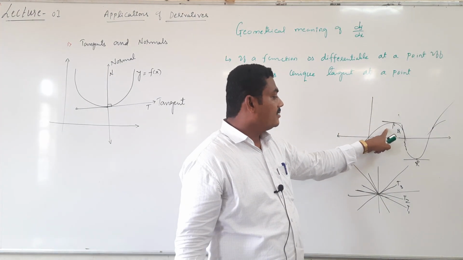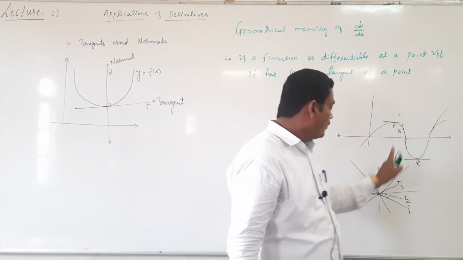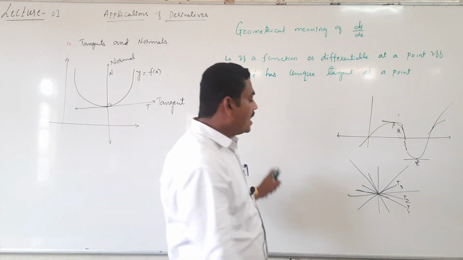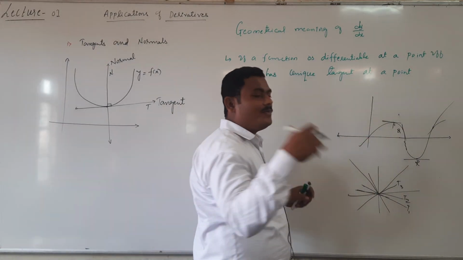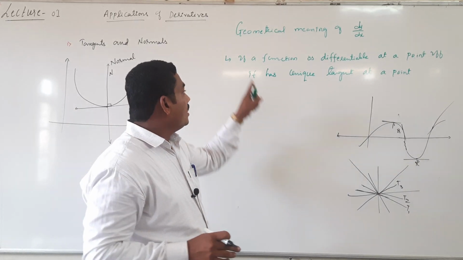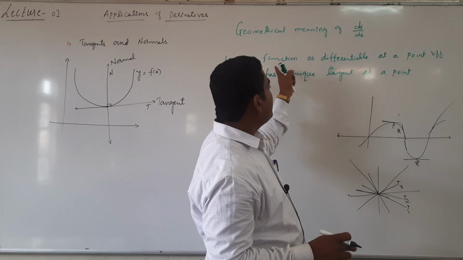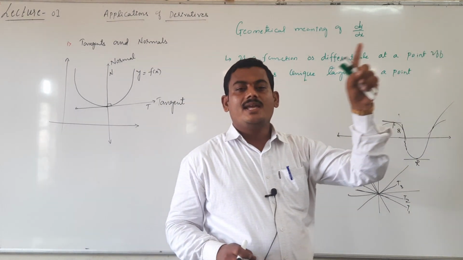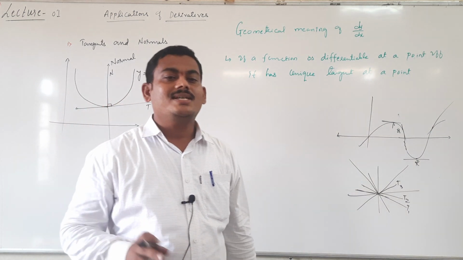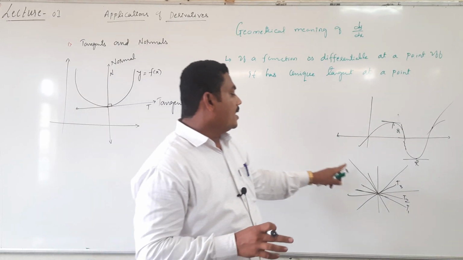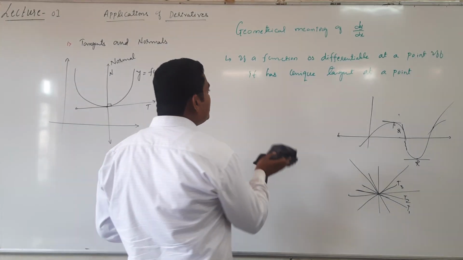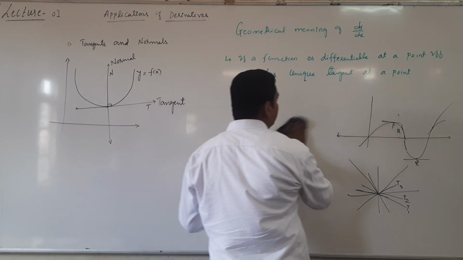For this function, we can draw only one tangent. But for this function, at x equal to 0, we can draw many tangents at the same point, which means it is not differentiable. A function is differentiable at a point if and only if it has unique tangent. If function has only one tangent, then it is differentiable. If it has multiple tangents, then it is not differentiable. It is geometrically differentiability of the function.